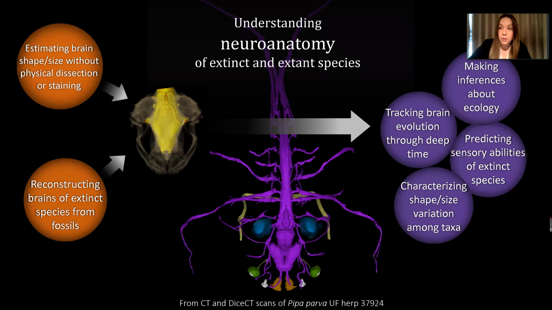The ultimate goal of using endocasts is to use them to better understand the neuroanatomy of extinct and extant species. So we can use them to take measurements and estimate brain shape and size without physically dissecting or staining a specimen. We can also create endocasts from a fossil where we don't even have any soft tissue. And we can use endocasts to take a lot of measurements and use these in a comparative way to make inferences about a whole bunch of things.